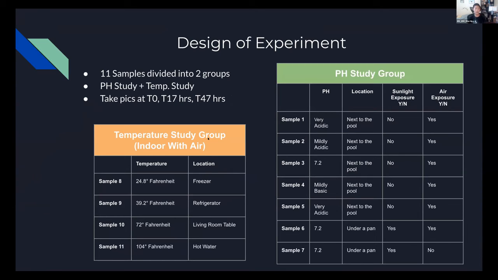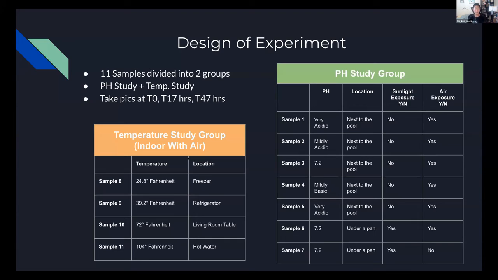The design of my experiment. I had 11 samples divided into two groups, pH and temperature. I took pictures at 0 hours, 17 hours, and 47 hours. For the pH group, I had very acidic, mildly acidic, and then 7.2, which is the best pH for a pool, mildly basic, very basic, and then finally 7.2 pH. They would all be next to the pool, but the last two samples would have no sunlight, and sample 7 would have no air.